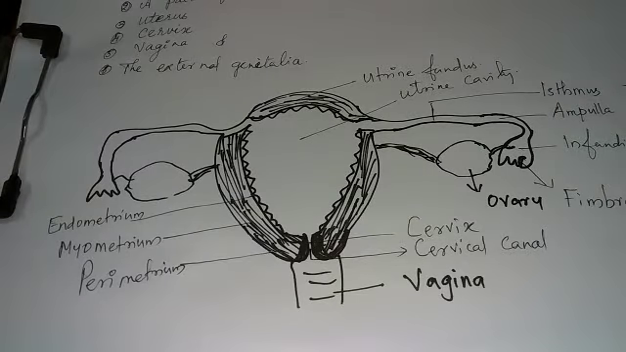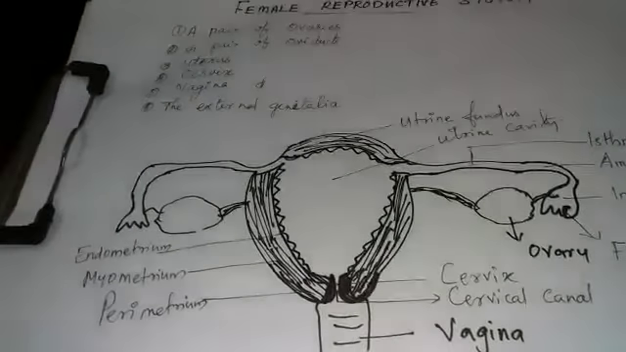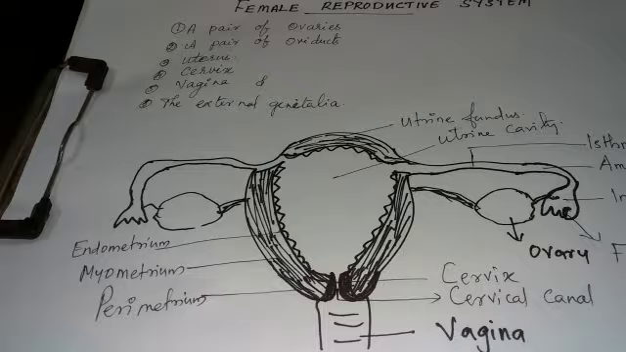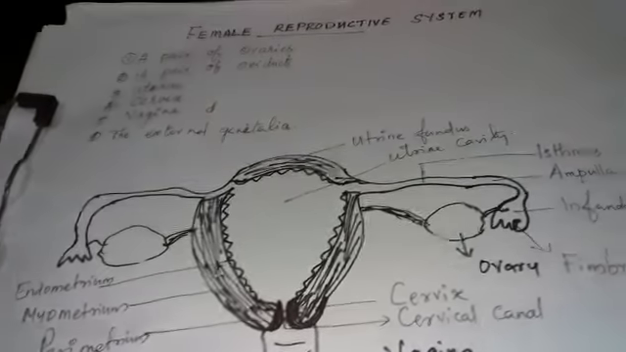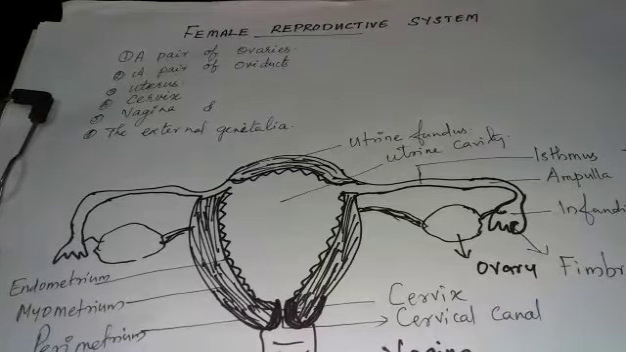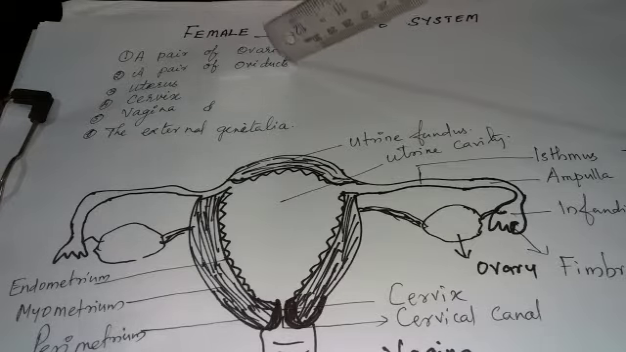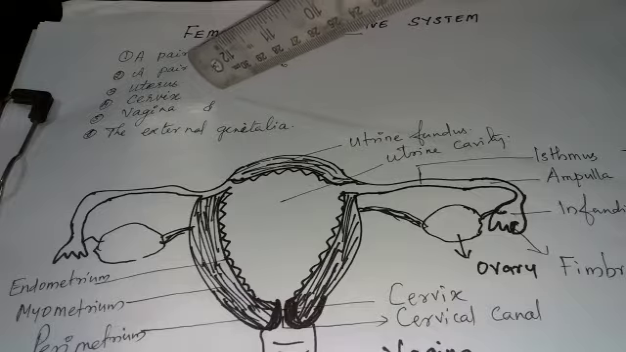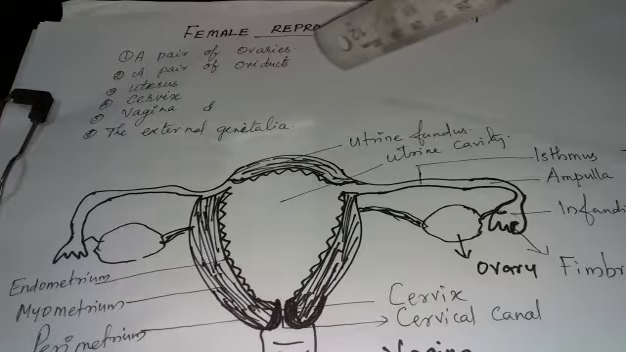Good morning, children. This is the second video of chapter 3, human reproduction. The next part is the female reproductive system. You already know the organs of the female reproductive system, namely a pair of ovaries, a pair of oviducts, uterus, cervix, vagina and external genitalia.